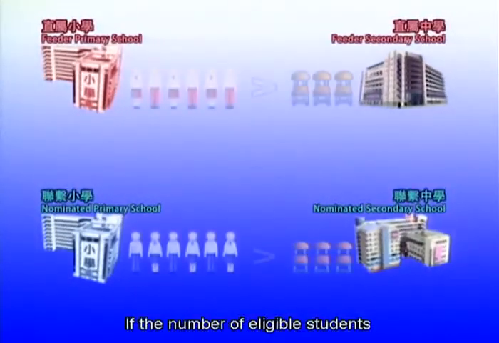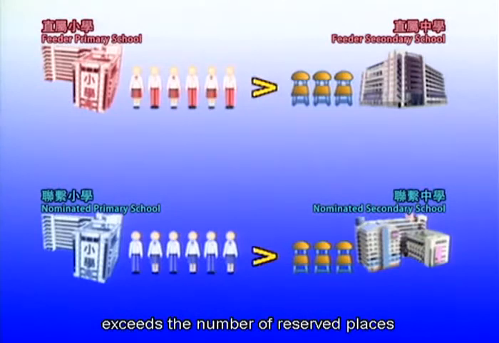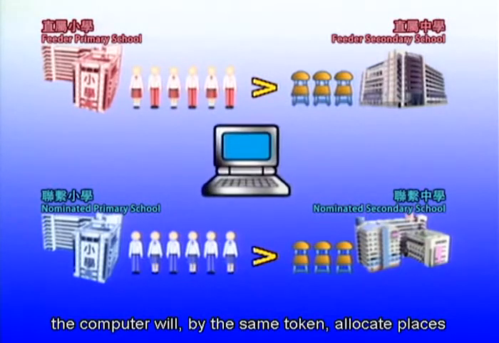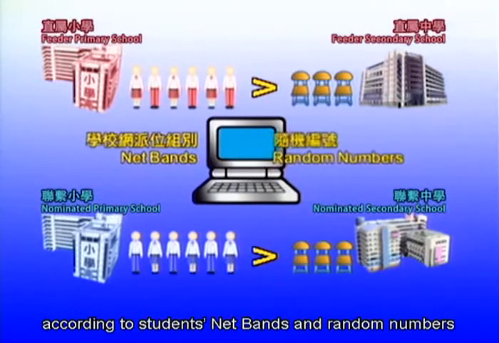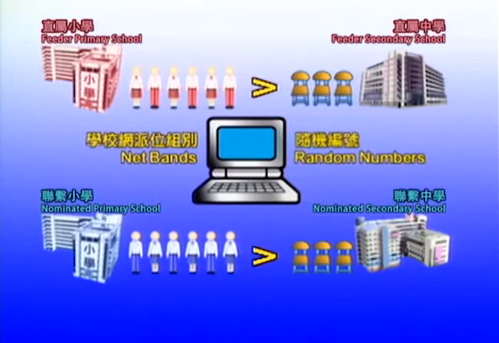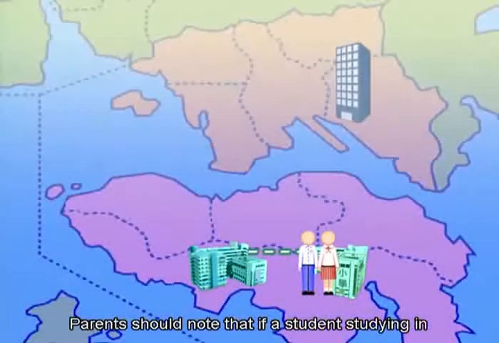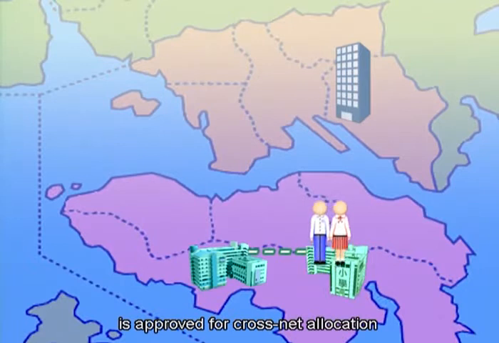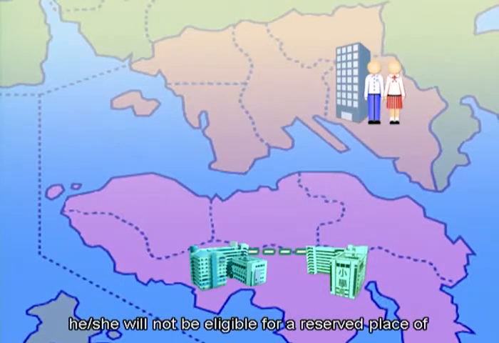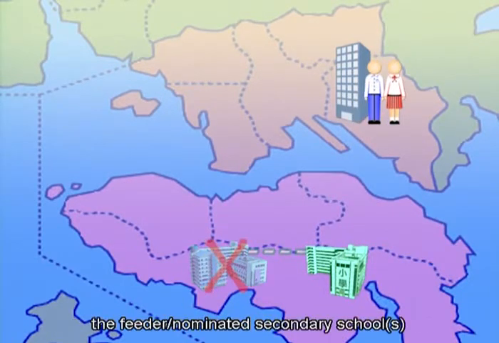If the number of eligible students exceeds the number of reserved places, the computer will, by the same token, allocate places according to students' net bands and random numbers. Parents should note that if a student studying in a feeder or nominated primary school is approved for cross-net allocation, he or she will not be eligible for a reserved place of the feeder or nominated secondary schools.